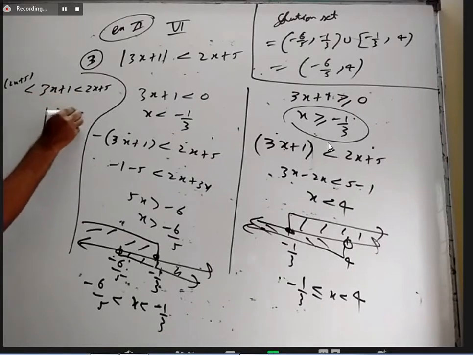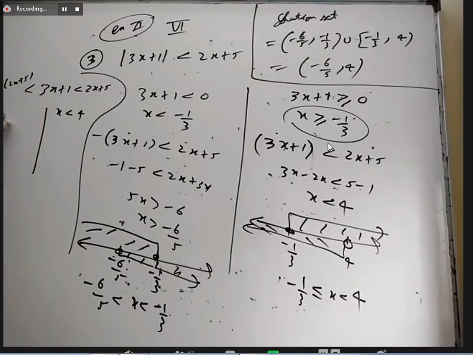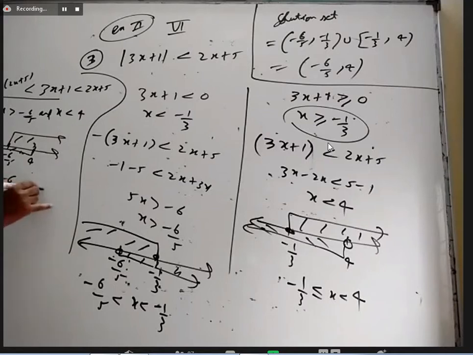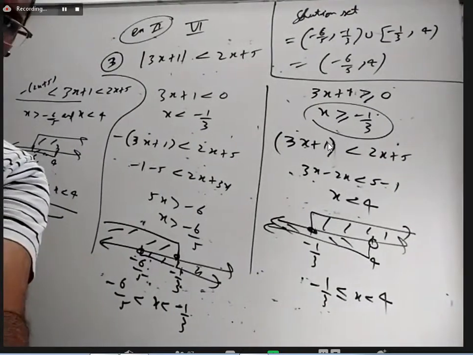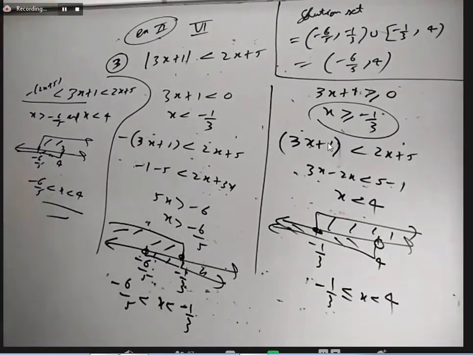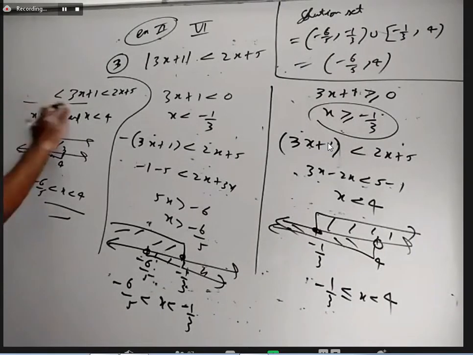Here you will get x less than 4. Here, when you take this part, you will get x greater than minus 6 by 5. When you combine both, it is minus 6 by 5 less than x less than 4. More than this and less than this. You can write that answer. You can do like this or like this. I think I'll turn the board a little bit. Yeah, so you can do either way.